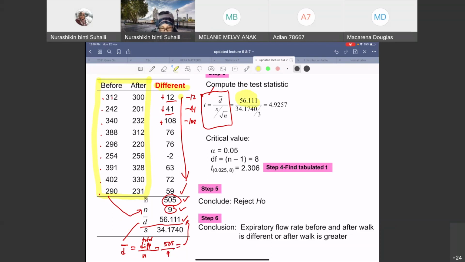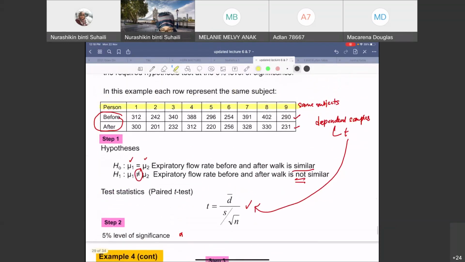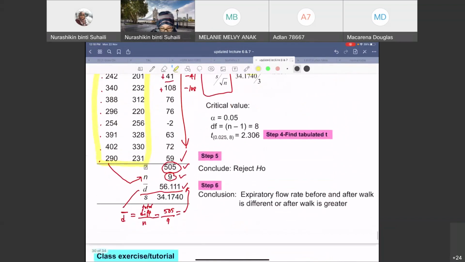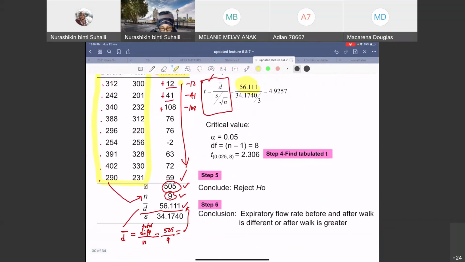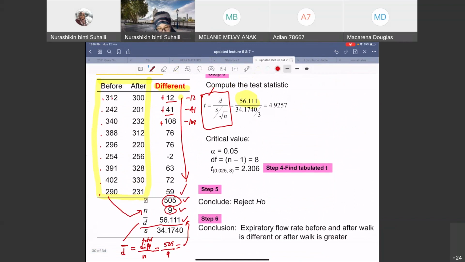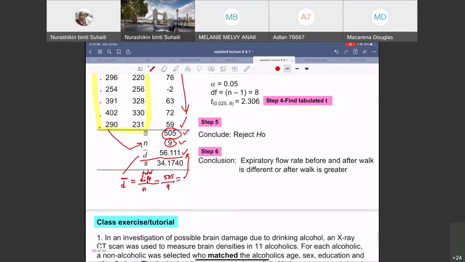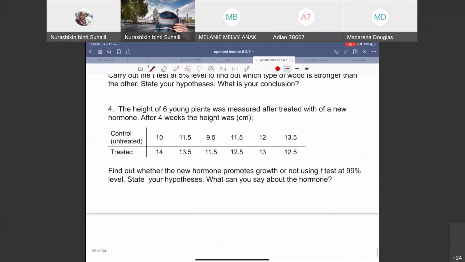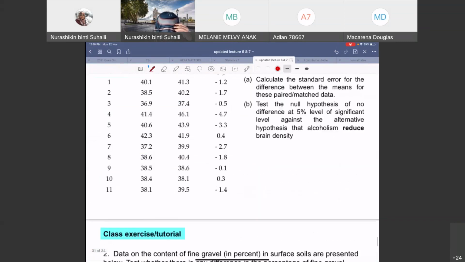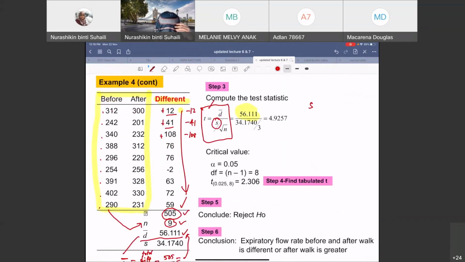And the S, okay, now S ada tak bagi tadi? S is not given. Okay, this is another thing that you have to find out, where you have to find the S using the formula. Remember tak formula yang the previous lecture? 1 minus 1 over n. Hold on. Ada tak bagi kat sini? You have to find this one also.